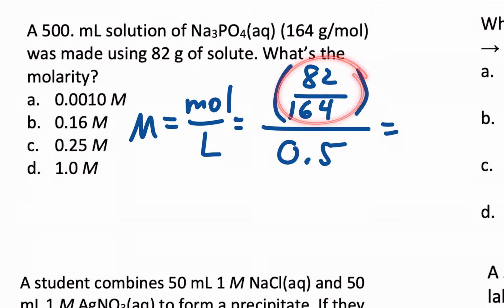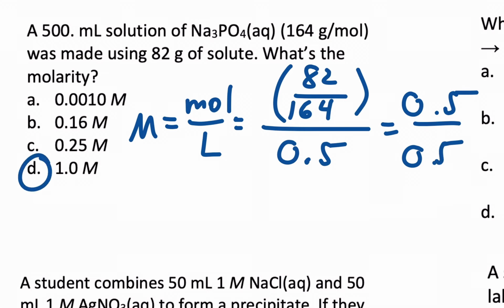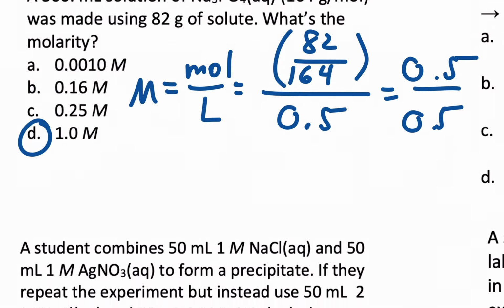Well, look at that numerator. That's just a half. So this is 0.5 over 0.5. So this is 1 molar. Math that you can do without a calculator. Very common on the AP. Let's try the one below it.